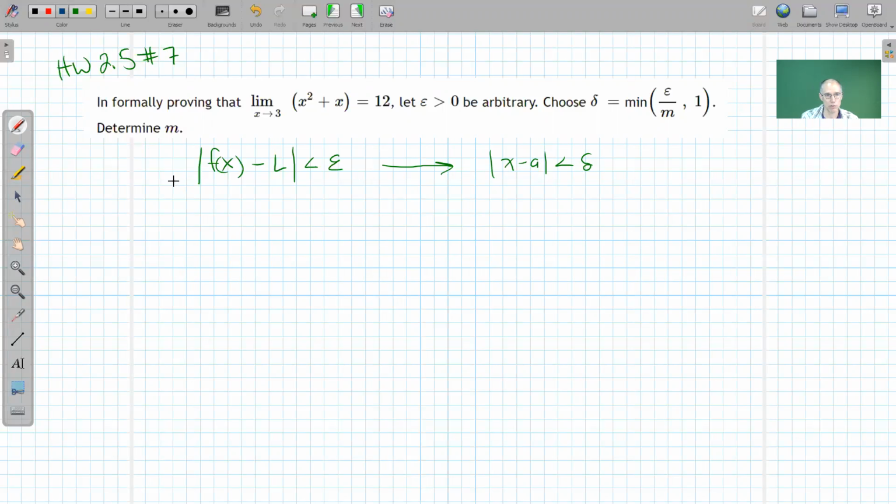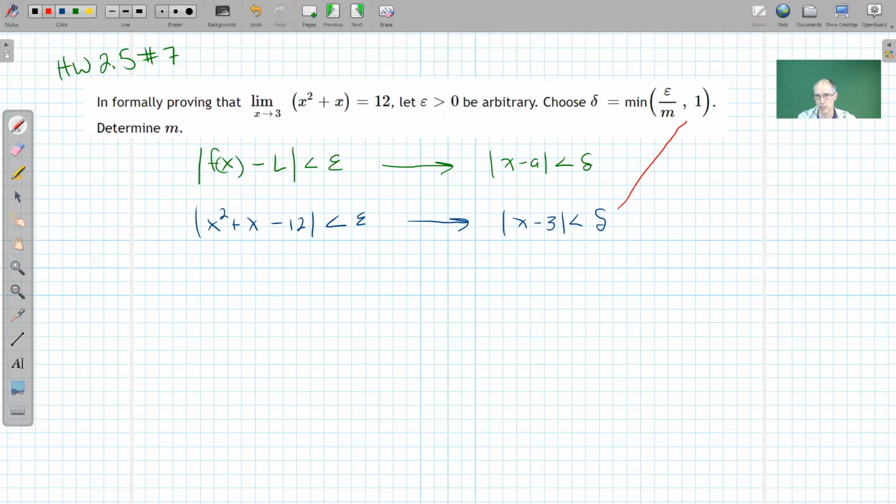And so plugging in the information for this one, our function is x squared plus x, our limit is 12, and epsilon is just some small number. And we need to get that to look like the absolute value of x minus 3 is less than delta, so we can figure out how to get delta. And the claim here is that delta should look like epsilon over some number m. We just got to figure out what m is. Or delta could just be 1, which is kind of interesting.